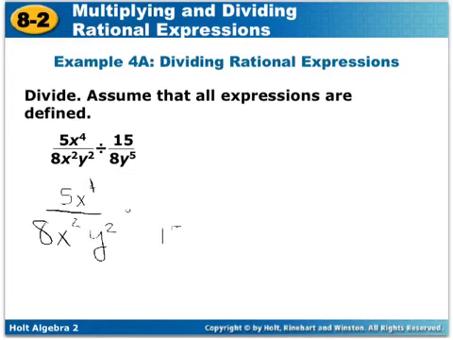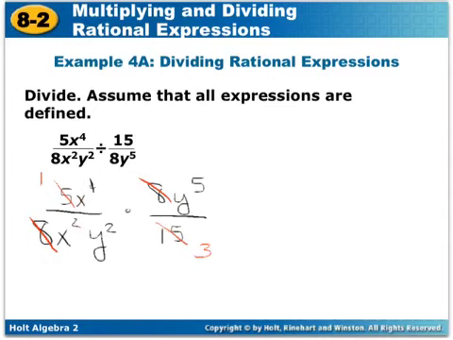Multiply, I have 15 on the bottom, and 8y to the 5th on top. Okay, let's reduce. And remember, we reduce up and down and crossways. Okay, I've got the 5 and the 15. 5 goes into 5 once, 5 goes into 15 3 times. And I have the 8 and the 8. They can just cancel out.